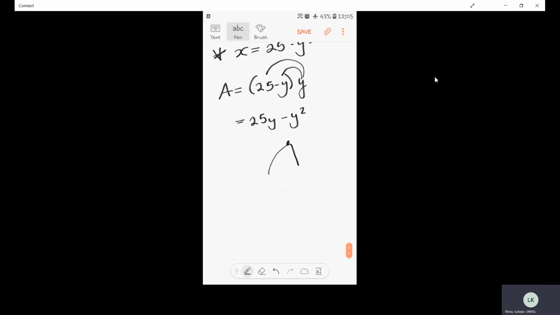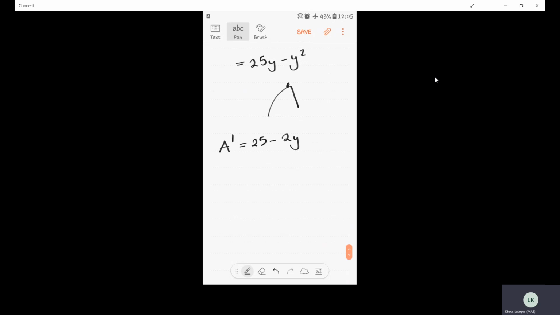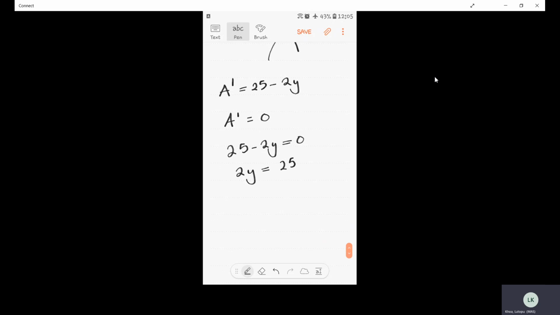So now that I have that, what I do is I find the first derivative. So this is A prime. This is 25 minus 2y. Then the critical point, I set A prime equal to 0. So I have 25 minus 2y is equal to 0. This means that 2y is equal to 25, and that means that y is equal to 25 over 2.